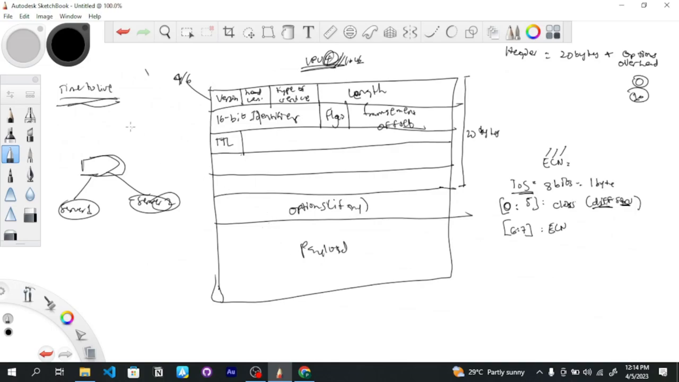So that the host, it sort of helps. You understand? It just sort of helps. Basically, it's a counter that is decremented by one every single time that the IP datagram passes through a router. Great. And this is upper layer.